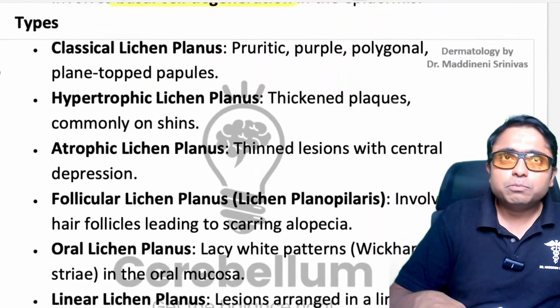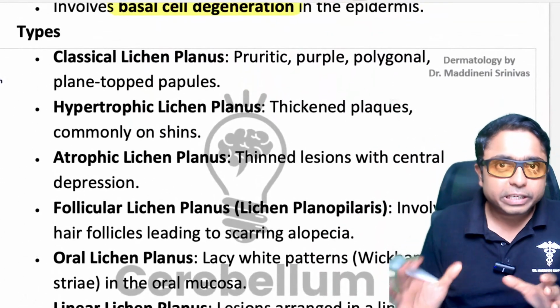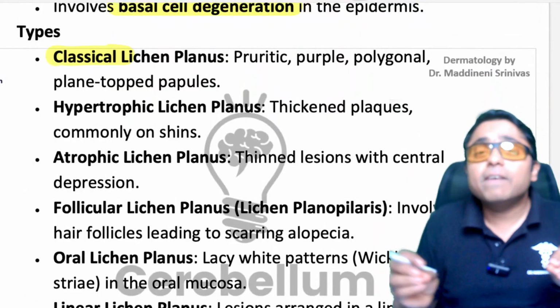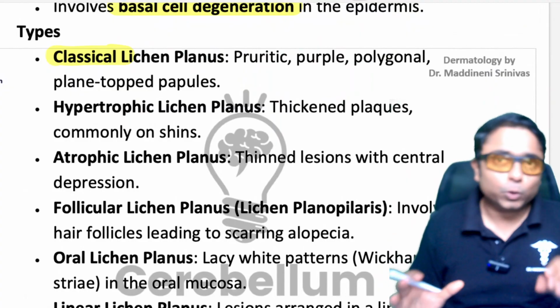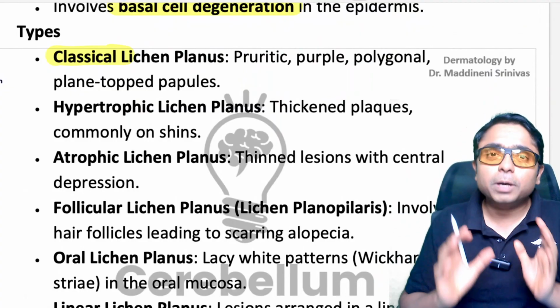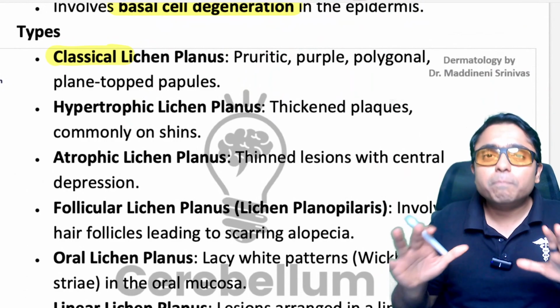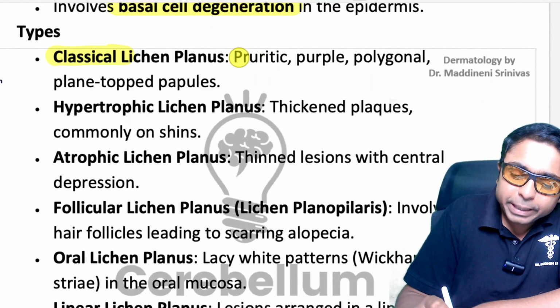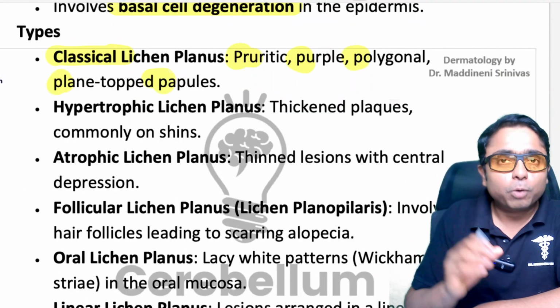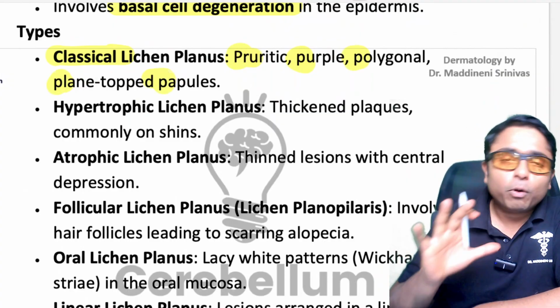And there are various types of lichen planus, out of which you should know the features of the classical lichen planus, which is going to present with the 5 P's, as very classically known. Pruritic lesions, which are papules or plaques which are purple in color, which are going to have a plain top. So these are all the P's which you need to remember: purple colored polygonal plain topped papules and plaques which are very itchy. Very important description.